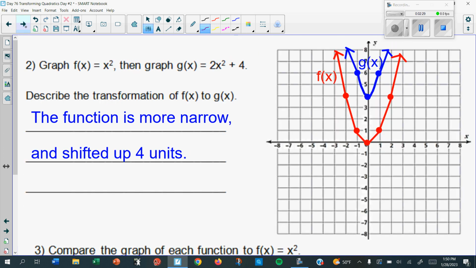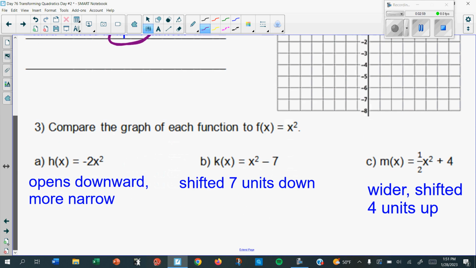And here we go. Okay, so if the original graph is x squared, then graph 2x squared plus 4 would be what? So remember, that plus 4 tells you it's going to go up 4. And if the number is bigger than 1, it makes it more narrow or narrower. So again, if you look at the red U, that's your standard U. And what's the blue U doing? It went up 4 and it got skinnier, which is narrower. And don't forget to label, don't forget to draw arrows.